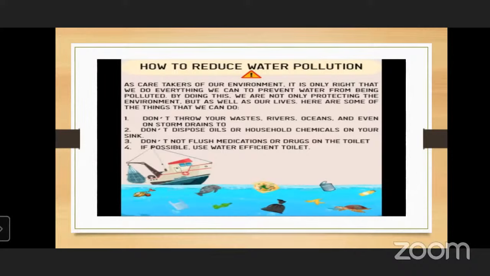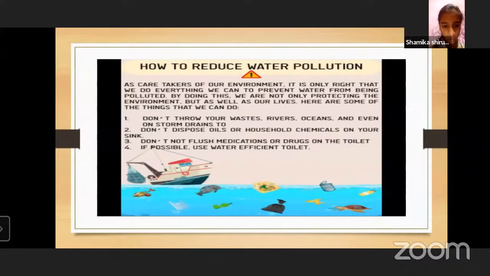Yes, so we can say that aquatic animals also get affected. They may die because of these garbages and these chemicals, which the factories are giving out. Because of these chemicals, aquatic animals may also die. So it affects both the water and the animals. Very good. Third point.